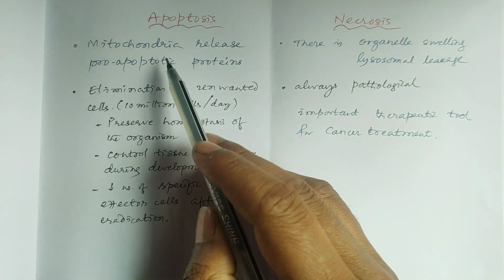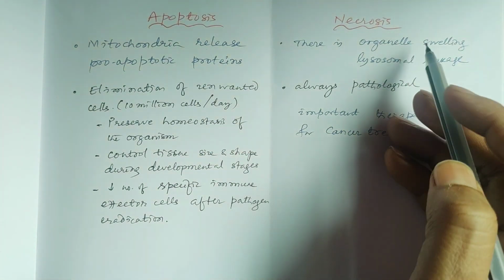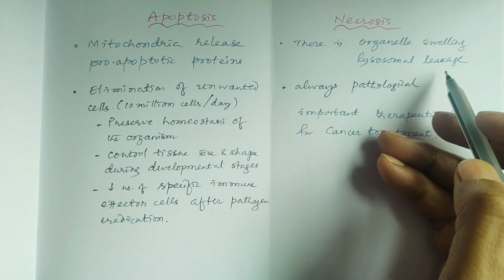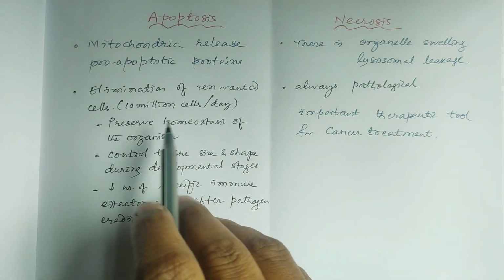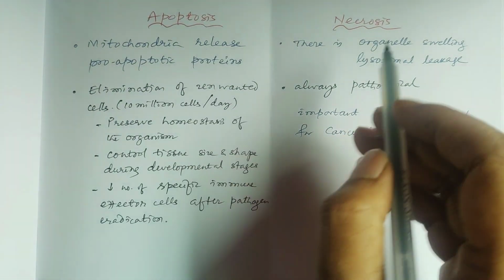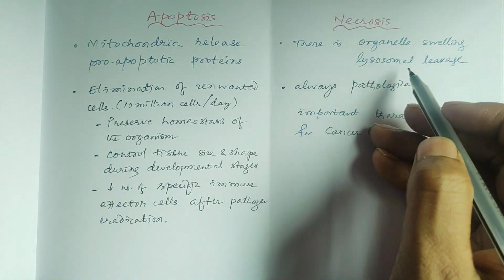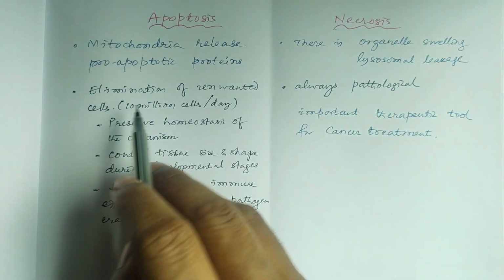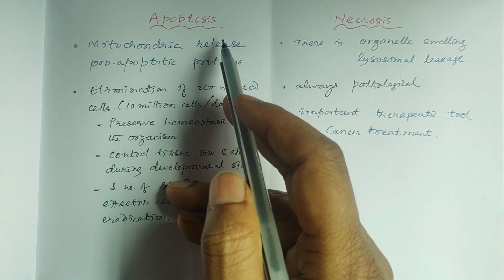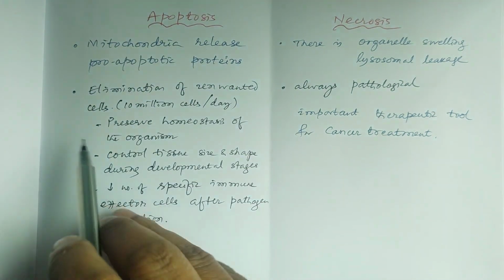Again, in apoptosis, the mitochondria release pro-apoptotic proteins, whereas in necrosis there is organelle swelling and lysosomal leakage. In addition to cell swelling, there will also be organelle swelling and lysosomal leakage in necrosis. Apoptosis mainly follows the caspase-dependent pathway and the caspase-independent pathway. Caspase 3 is the main regulator of apoptosis.